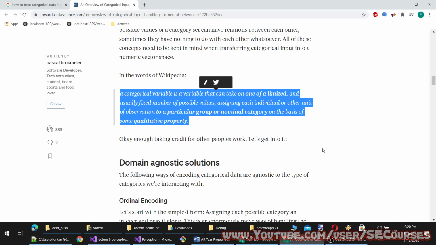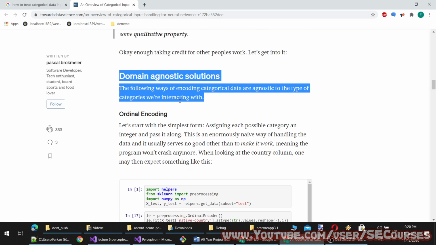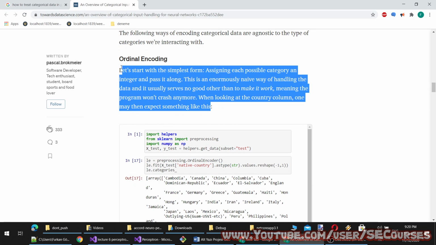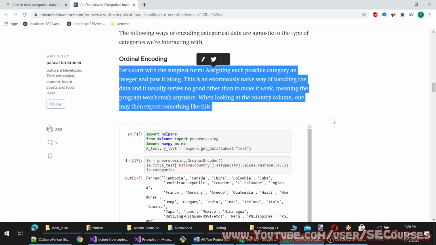A categorical variable is a variable that can take on one of a limited, and usually fixed number of possible values, assigning each individual or other unit of observation to a particular group or nominal category on the basis of some qualitative property. Okay, so there are domain agnostic solutions, ordinal encoding. Let's start with the simplest form, assigning each possible category an integer and pass it along.